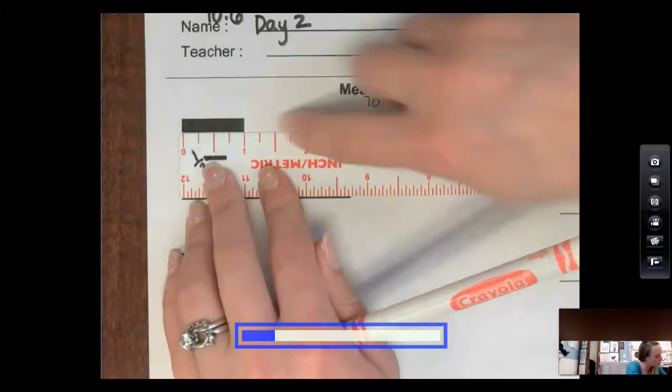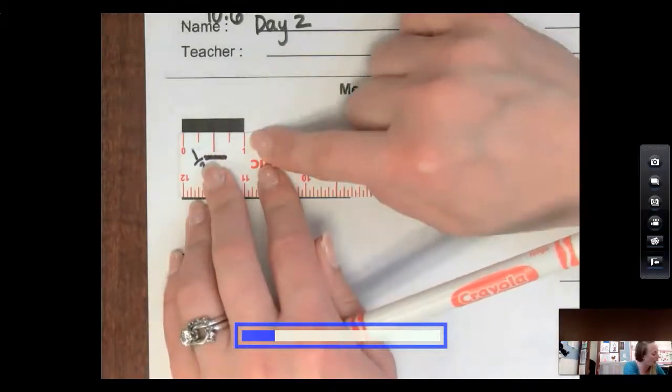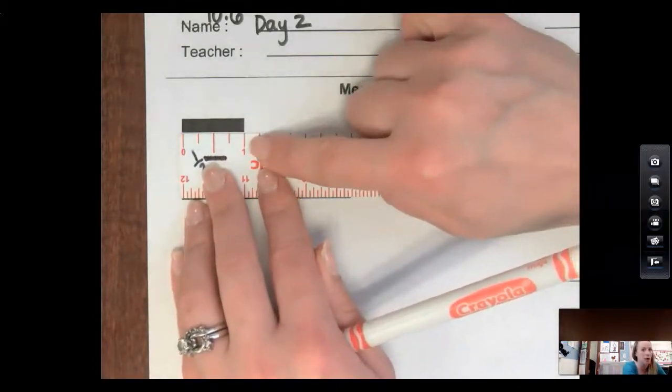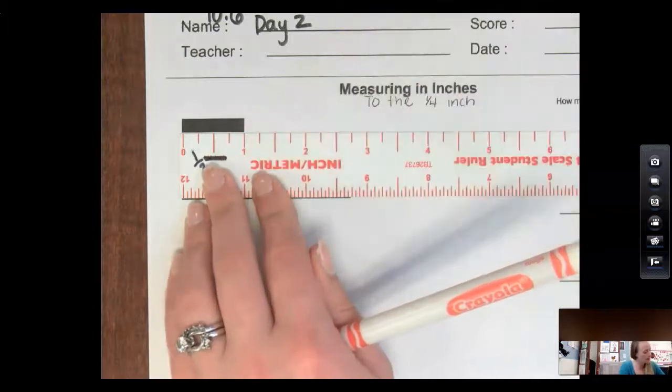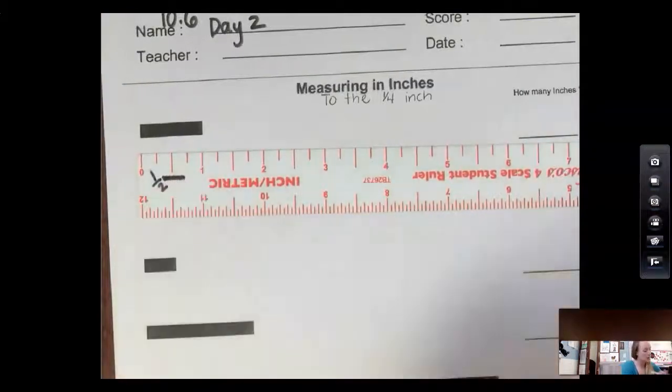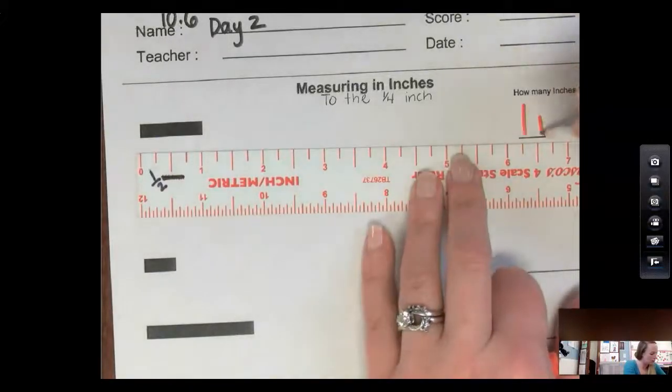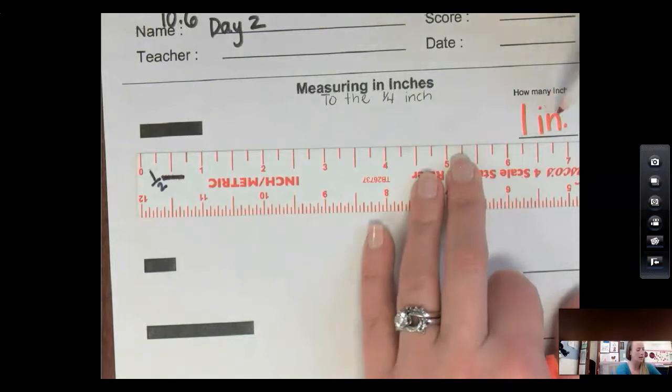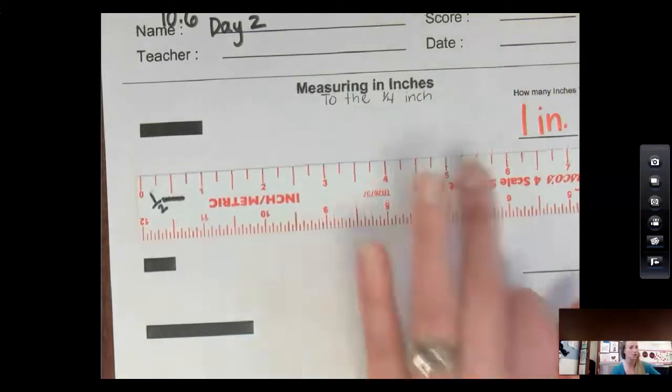Well, let's look. It's right at the 1. If it's right at a big number, we just use that number. So that one is at 1. So on our first line here, right here, we're going to write 1 inch. Remember that you have a label. Make sure that it says IN period. That stands for inches.